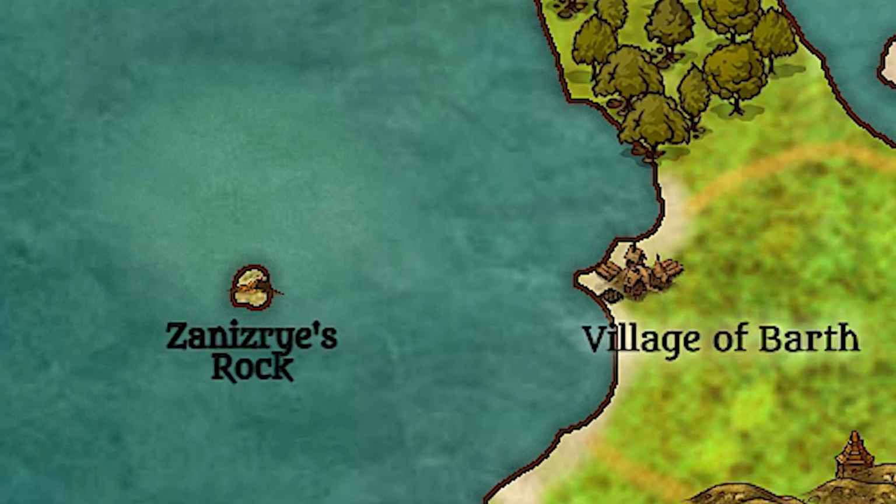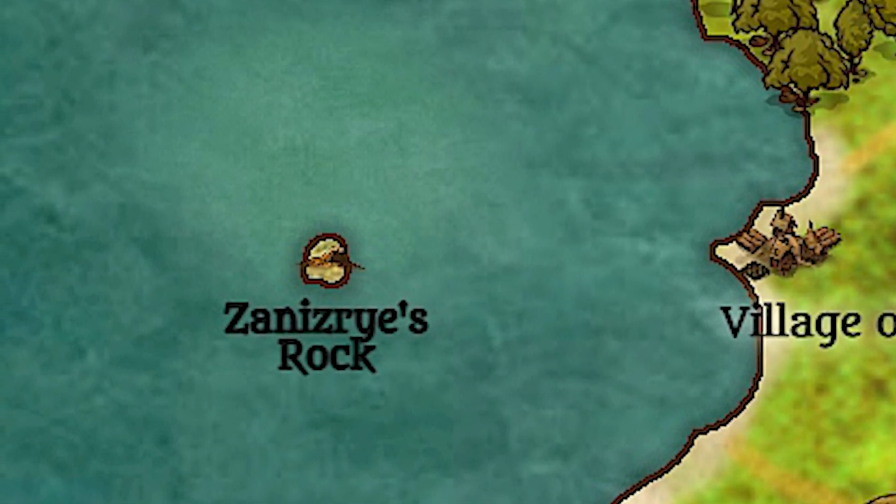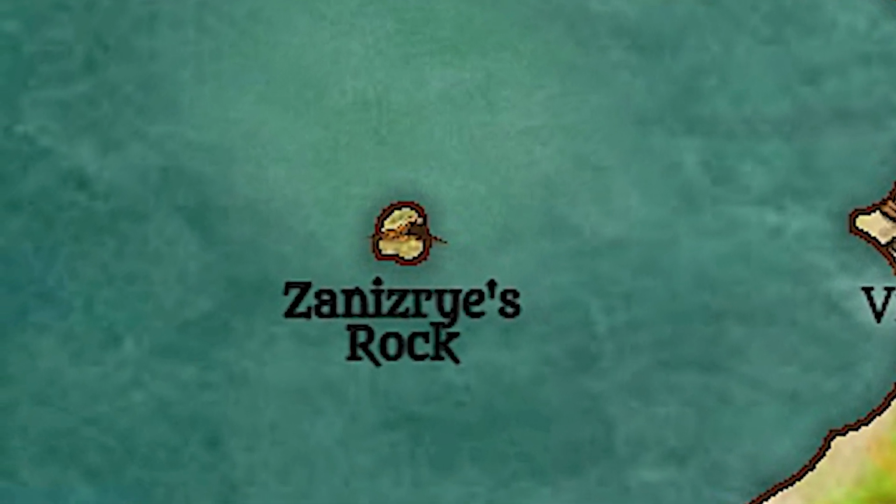So the players decide there's something up at Zanizyre's rock and they want to get there. Now, it is an island quite a ways away from shore, so they're going to have to get a boat. But if you set this up as a forbidden or dangerous place to go, this could be difficult. On the other hand, money talks. And if the players want to invest the gold in it and hire a ship, they can find someone.